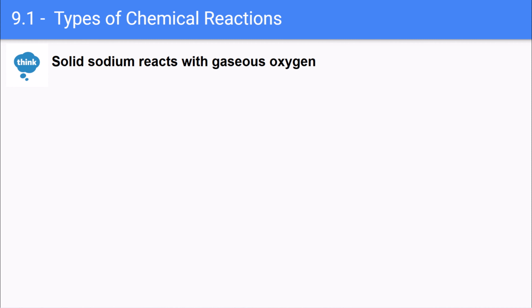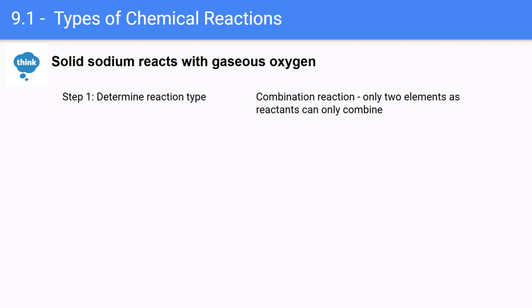So this very first problem here says that sodium reacts with gaseous oxygen. Let's take a minute and recognize what we do have. The first step is to determine the reaction type. And I notice that I only have 2 elements. I have sodium and oxygen. They're going to combine together in what is known as a combination reaction. So if I only have 2 elements to start off with, the only thing that they can do is combine into one thing. So therefore, I have a combination reaction.